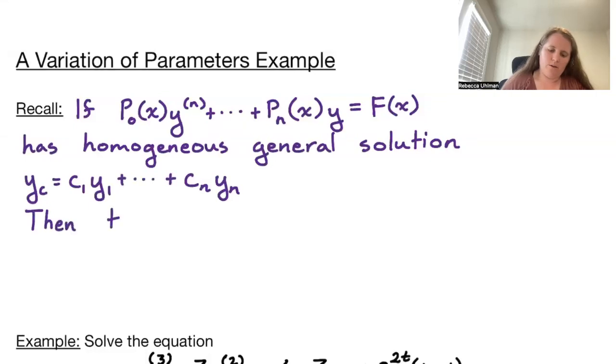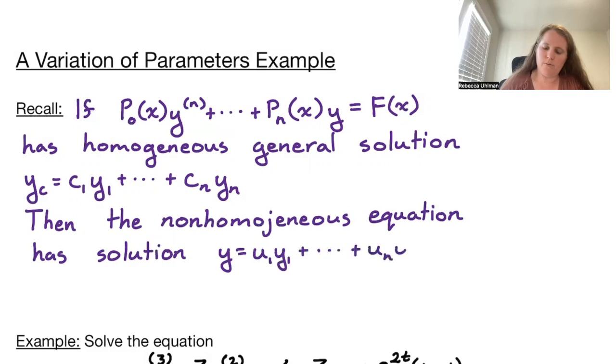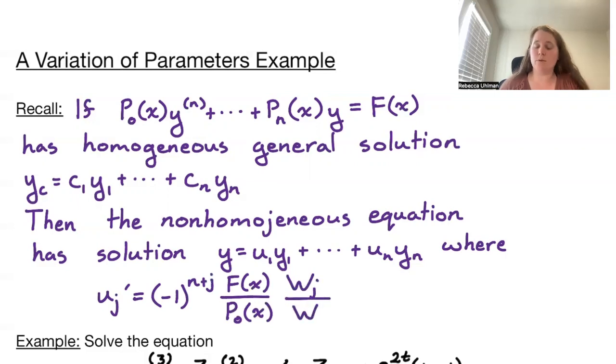Then the equation for the non-homogeneous equation has solution y equals u1 y1 plus all the way through un yn, where uj prime is -1 to the n plus j times f of x divided by p0 of x times wj over w, where w is the Wronskian, and wj is a subdeterminant.